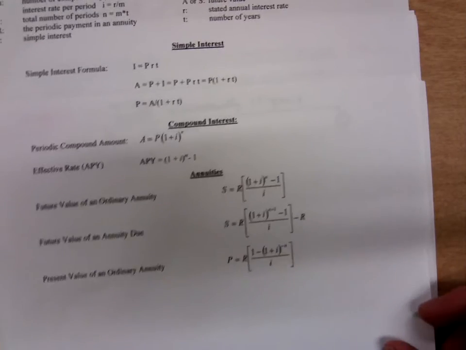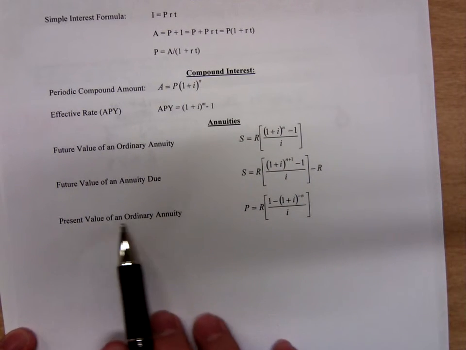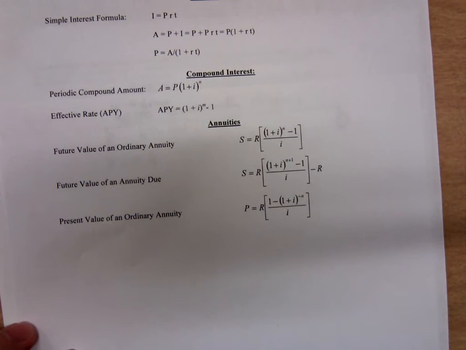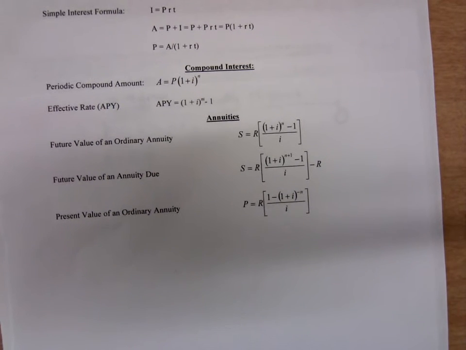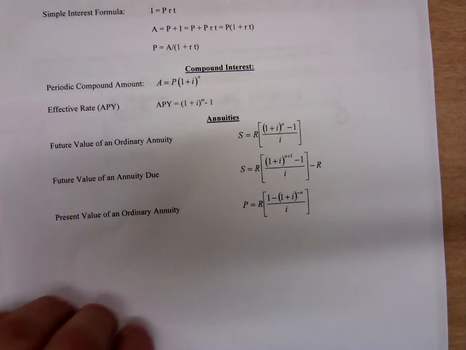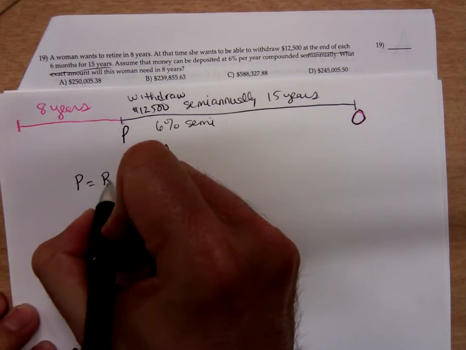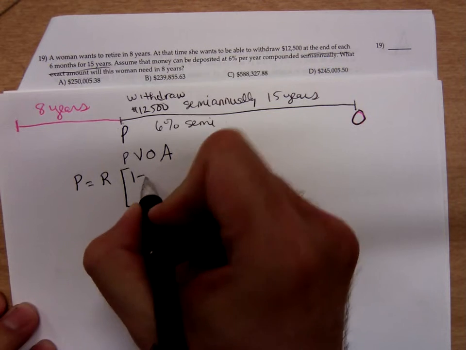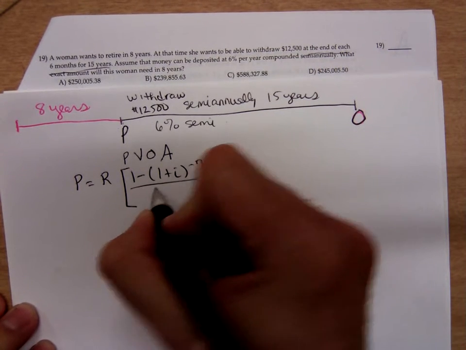Here are the annuity formulas that you need, and we're looking at present value of an ordinary annuity. That's also the formula you would use to calculate a house payment or a car payment, any sort of loan where you're amortizing it. So let me write it down. P equals R times 1 minus 1 plus I to the negative n, all over I.